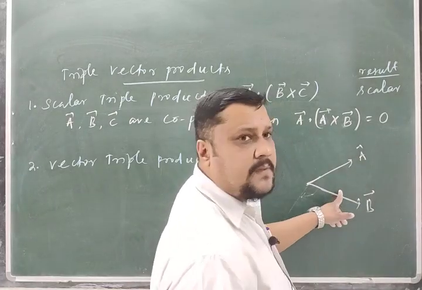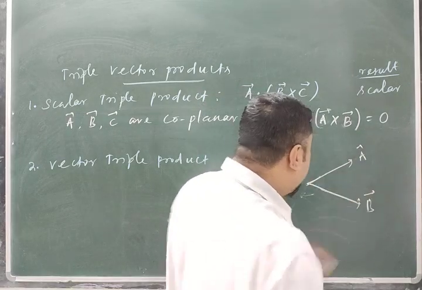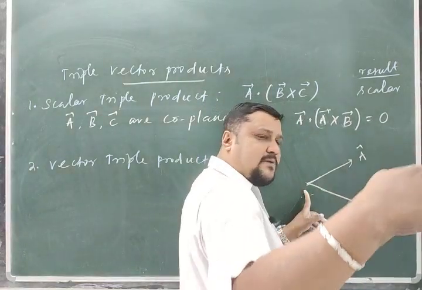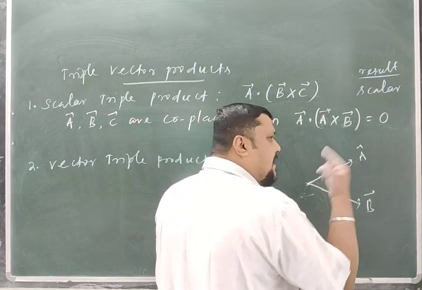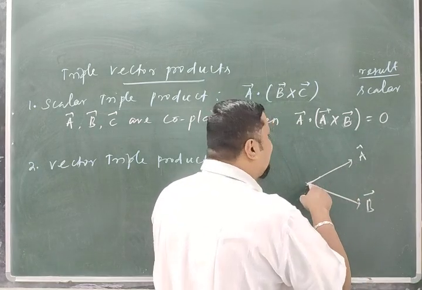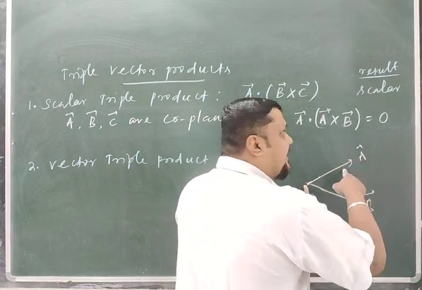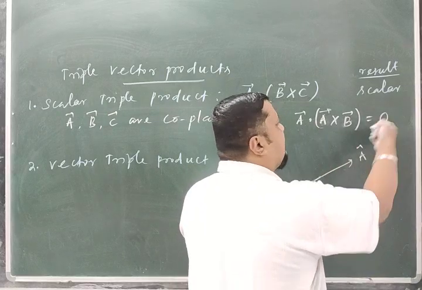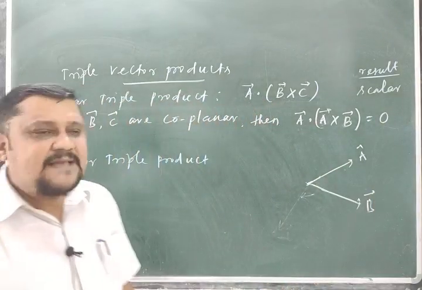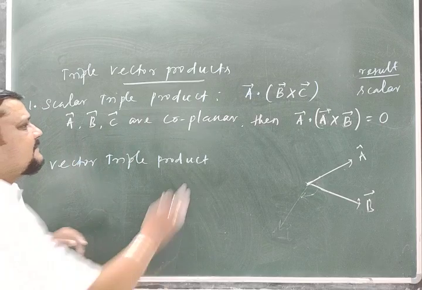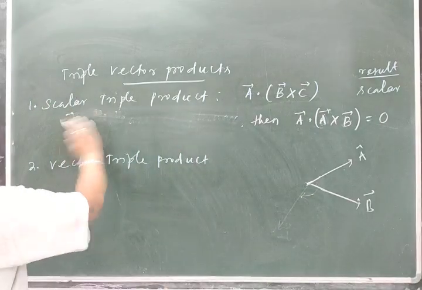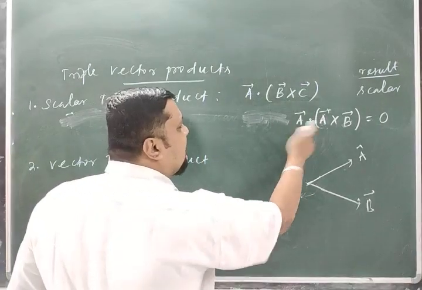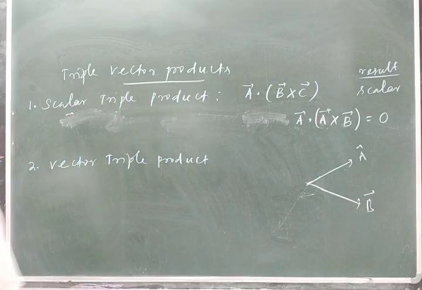And A. Then you do A cross B, you will get a result C perpendicular to this one. A cross B is perpendicular to this one. This perpendicular is also perpendicular to A. So the dot product of perpendicular vectors is 0. So in the scalar triple product, if two vectors are equal, then the result is 0.